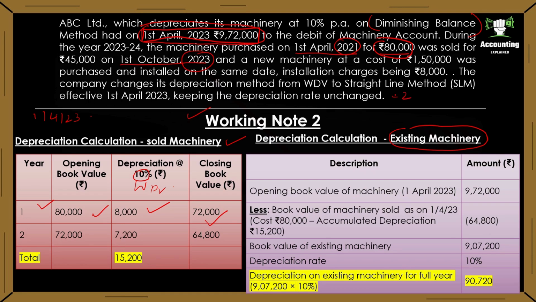That is, it has been used for 2.5 years. Now we are going to calculate only for 2 years, 21-22 and 22-23 only. Okay, 1st April 21 to 1st April 2023. That comes to 2 years.